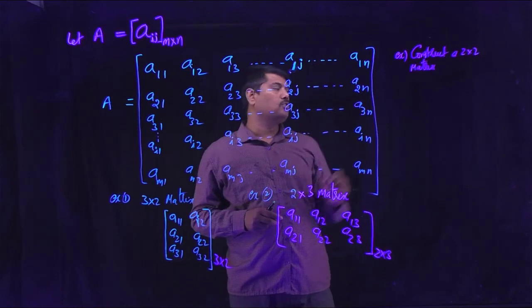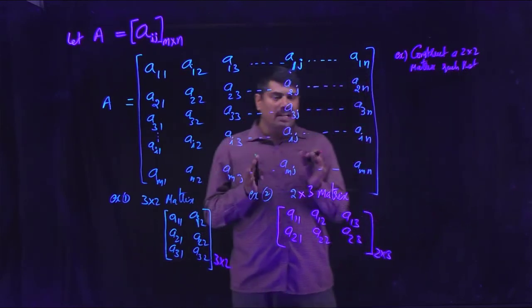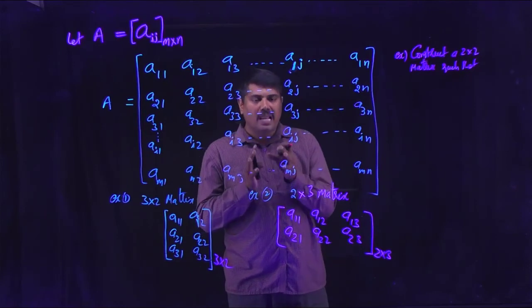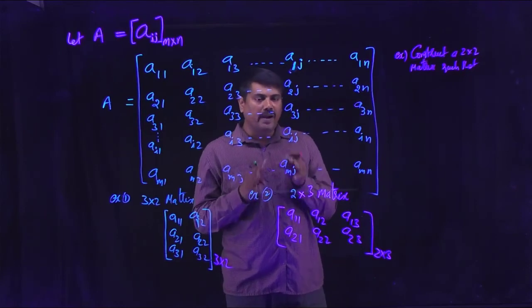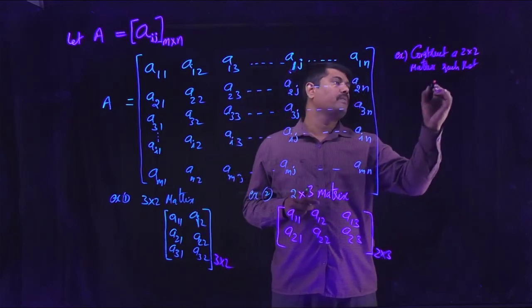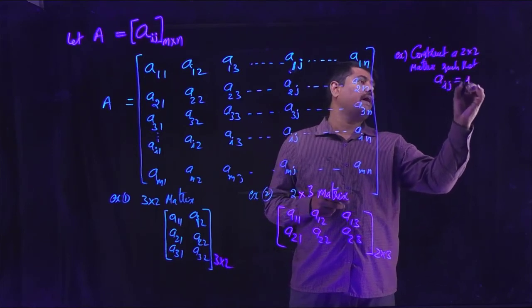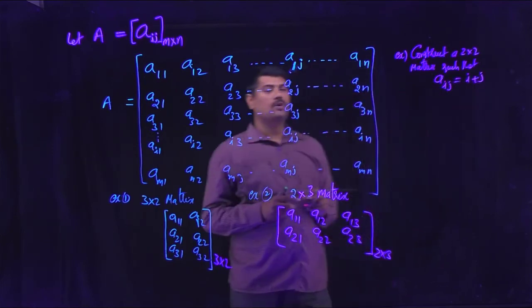Construct a 2 by 2 matrix. They will give the information about the element, so you have to find the element by using the given condition in the problem, such that Aij is equal to i plus j. So the question is like that.